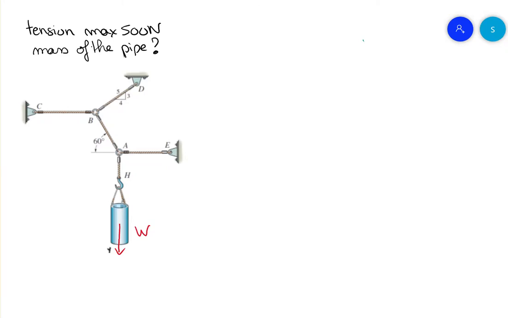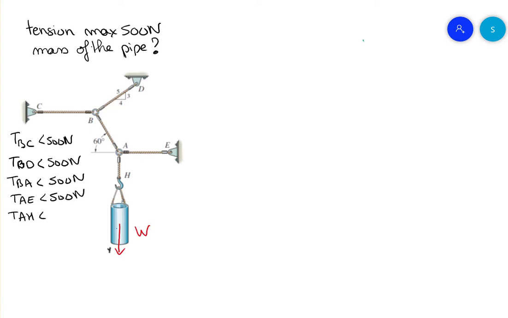Hello. So in this example, we don't know the weight or the mass of the pipe, but we know that the tension in the rope cannot be more than 500. So that means that TBC must be less than 500 Newton. TBD must be less than 500 Newton. TBA must be less than 500 Newton. TAE must be less than 500 Newton. And TAH must be less than 500 Newton.